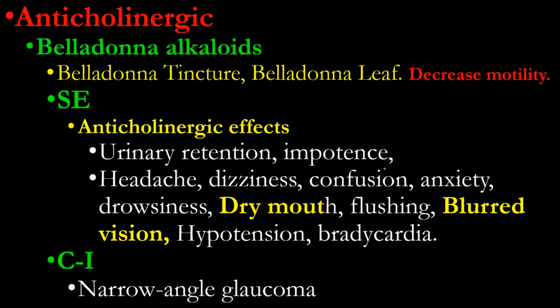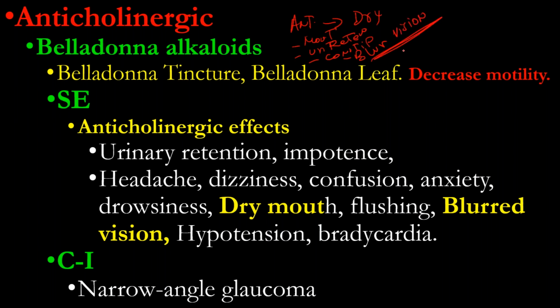Belladonna alkaloids are anticholinergic; belladonna is a plant that provides this drug. Remember, when you have an anticholinergic, everything is dry: dry mouth, urinary retention, constipation, blurred vision, and that is because the eye is dry.